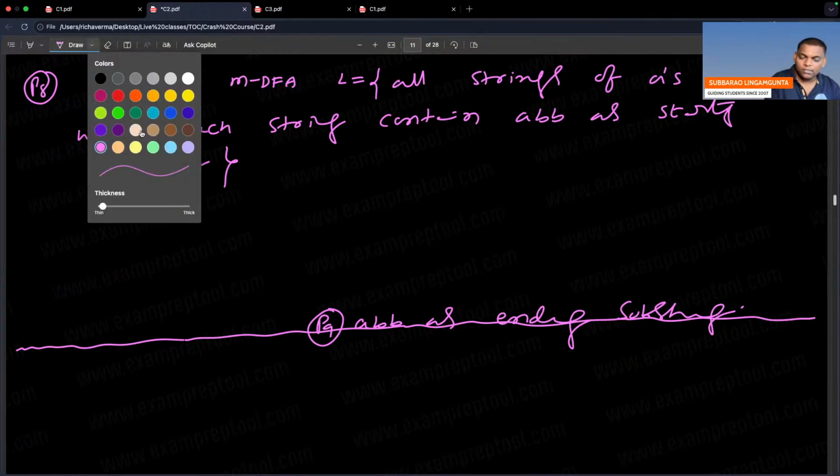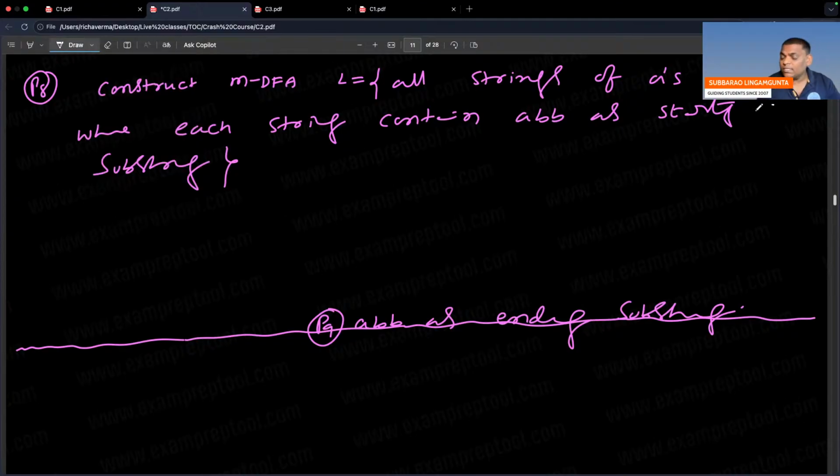Understand, this is going to be very tricky. Previously it was ABB as substring. Now it is ABB as starting substring and ABB as ending substring. Remember, starting substring means the start is fixed. But when you say ending substring, the string keeps on changing. In the case of starting, once started, you cannot change it. But once a string has ended, you can extend the string further. You may not get what I am saying, so we'll see it now.